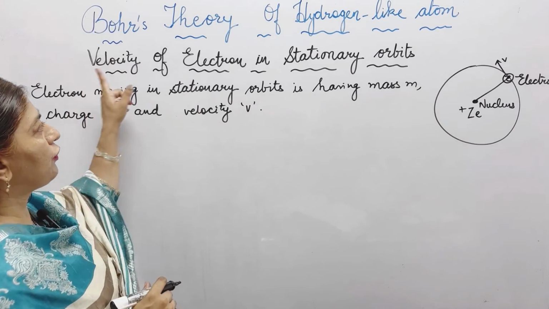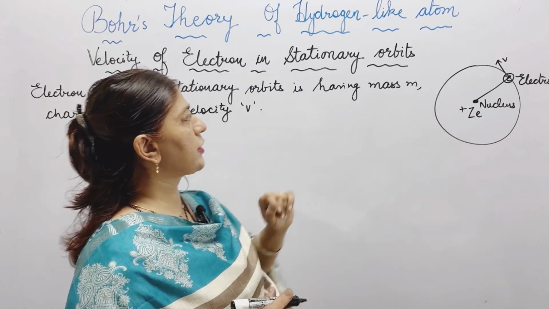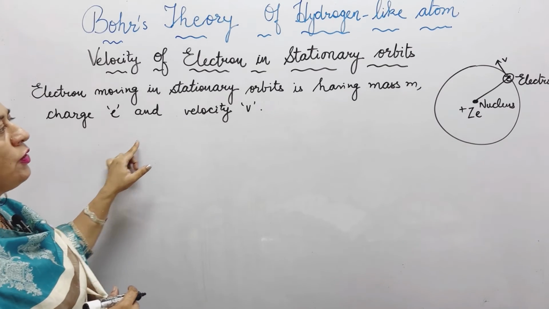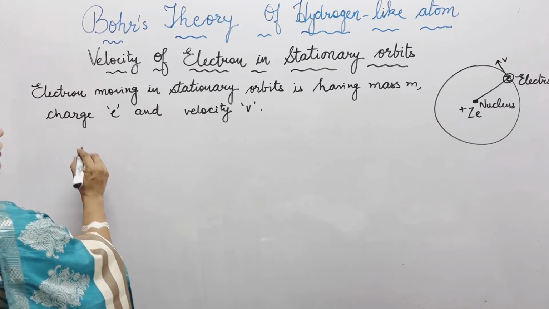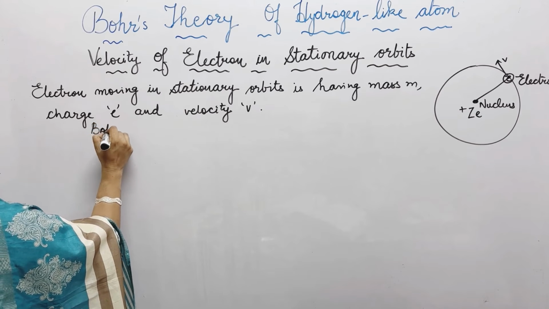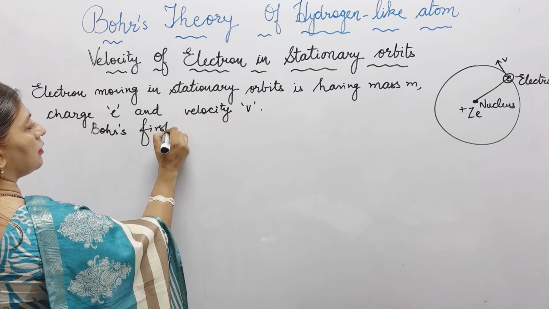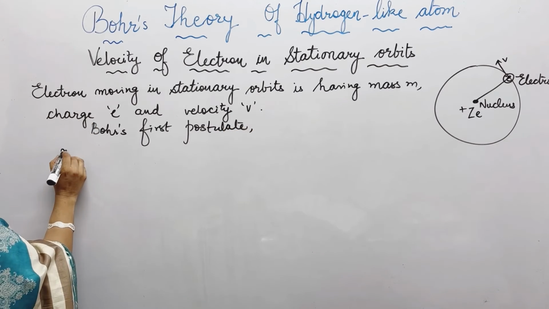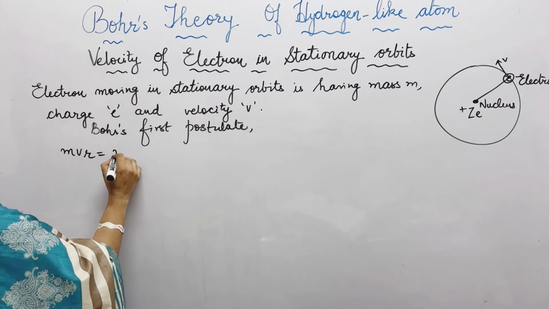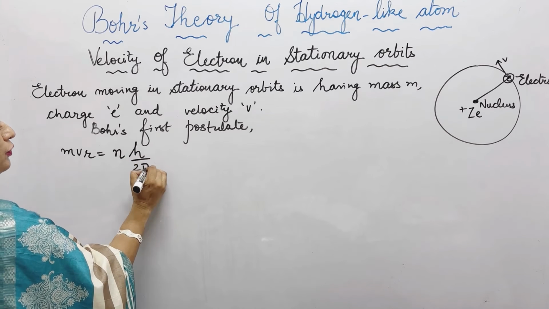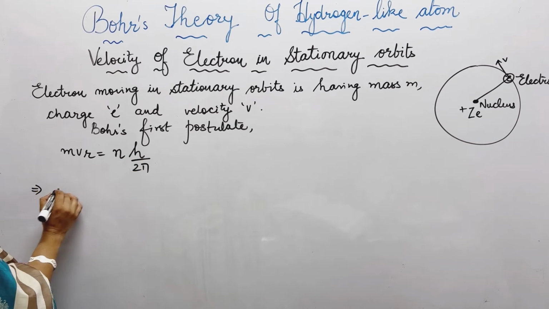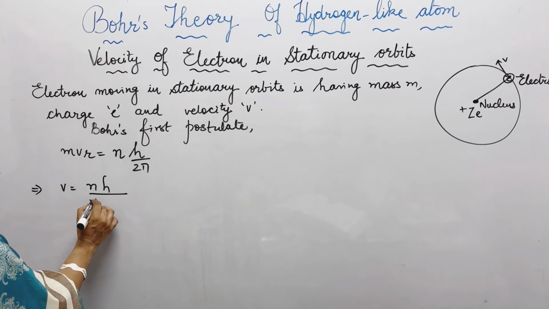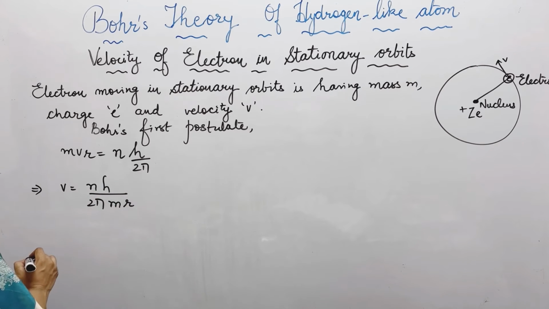Now in the next step, we are going to find out the velocity of the electron moving around the stationary orbit. We again consider that the mass is m, the charge is e, and the velocity of the moving electron is v. According to Bohr's first postulate, the angular momentum mvr is the integral multiple of h upon 2 pi. So from here we have v equal to nh upon 2 pi mr.